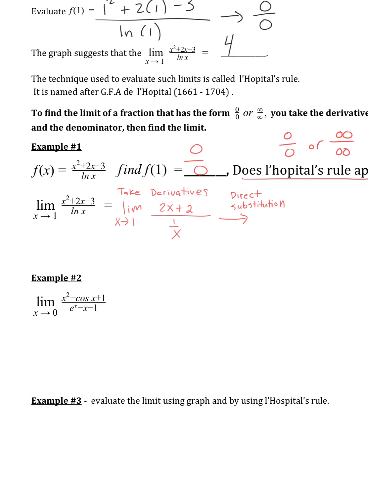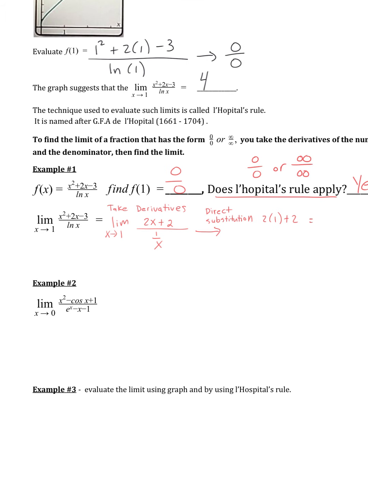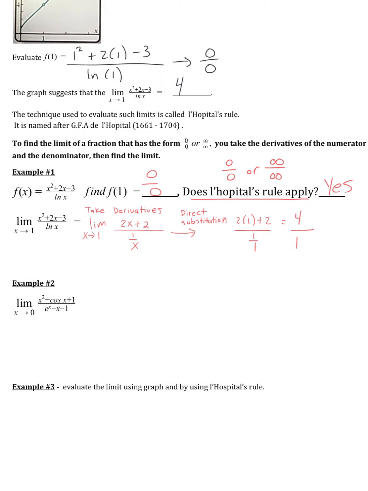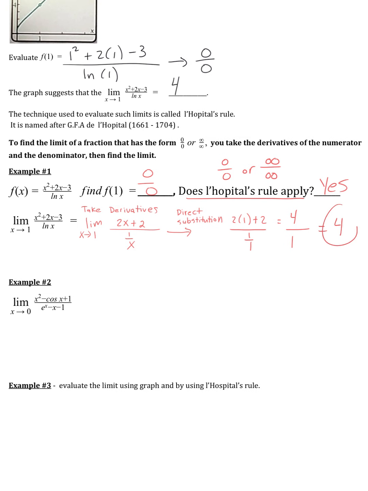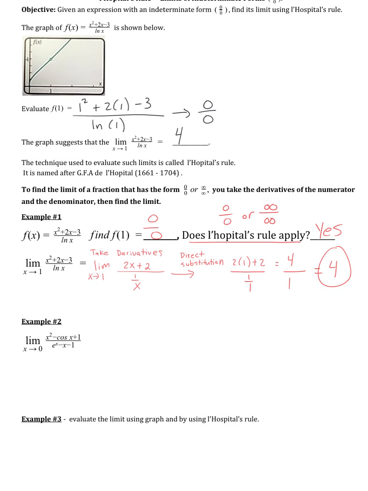If we plug in 1 right here on top, 2 times 1 plus 2 is going to give me 4. Now let's plug in 1 on the bottom. 1 over 1 gives us 1. So the answer, using L'Hopital's rule, gives us exactly what we got up here when we looked at the graph. So that is an example of a limit where L'Hopital's rule applies.